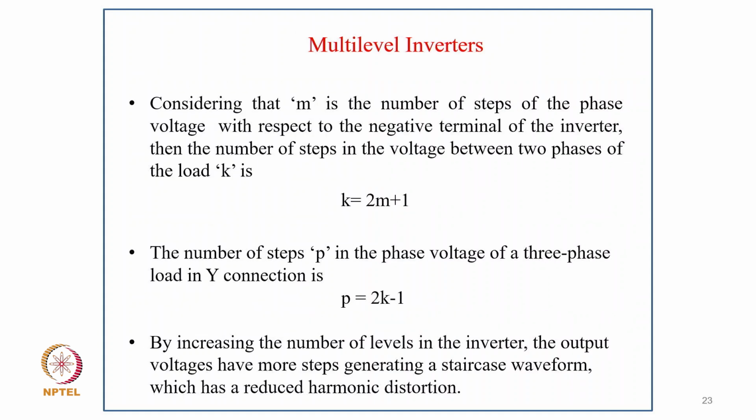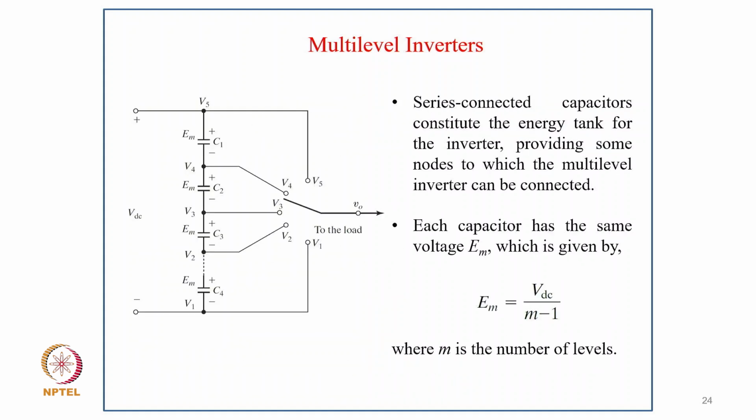Considering m as the number of steps of the phase voltage with respect to the negative terminal of the inverter, the number of steps in the voltage between two phases of the load, K, equals 2m plus 1, and the number of steps P in the phase voltage of a 3-phase load in star connection is P equals 2K minus 1. By increasing the number of levels in the inverter, the output voltage has more steps, generating a staircase waveform which has reduced harmonic distortion.